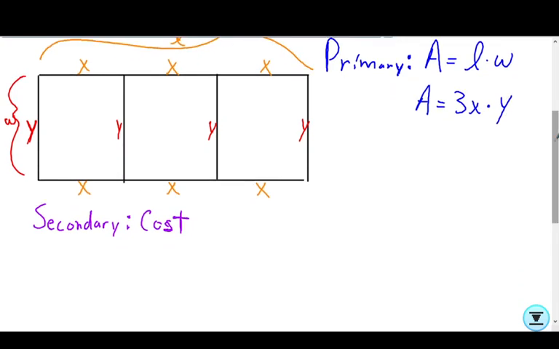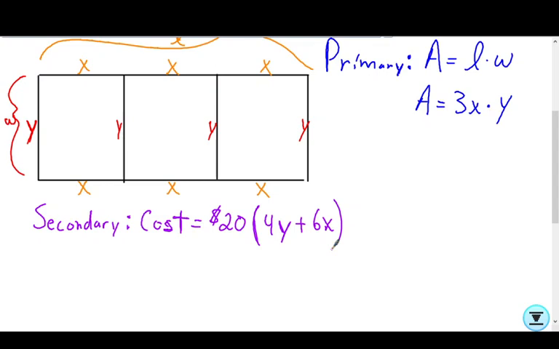Now my secondary equation is cost. It's going to cost me $20 per meter, and I'm going to multiply that by the fence that I'm going to be using. Well, I've got 4 y length fences plus 6 x length fences. So we'll start there. That is my total cost to build my fence.